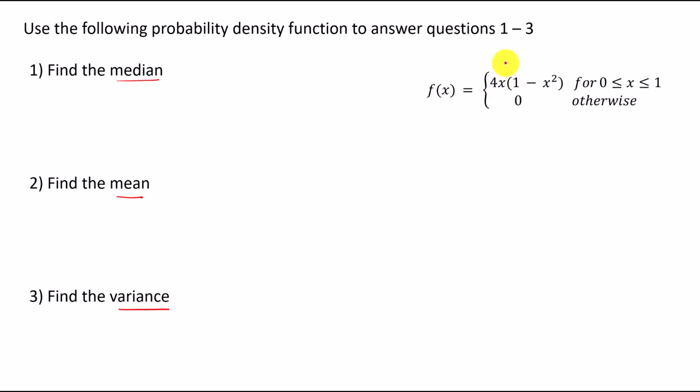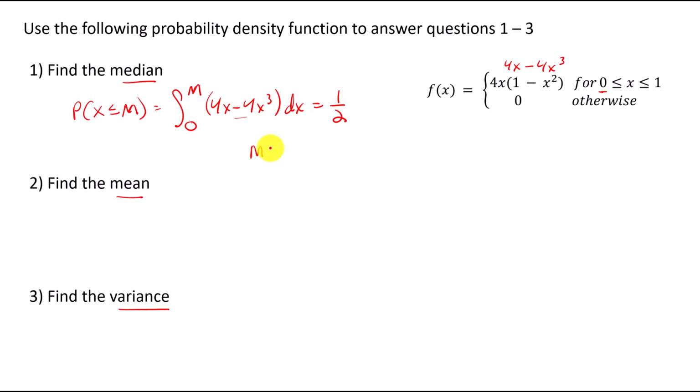Okay, so over here, I'm going to distribute this first. So this is going to be 4x minus 4x cubed, so that when I plug it in, I can use that. For the median, the probability that x is less than or equal to m is the integral from 0, because that's my starting point, to m of 4x minus 4x cubed equals 1/2. Then you integrate, plug in your m and your 0, set it equal to 1/2 and solve. You should all be able to do that. When you do that, you get that m is equal to 0.541.